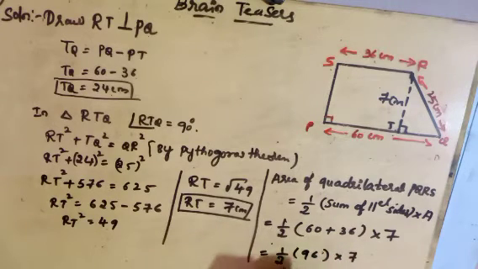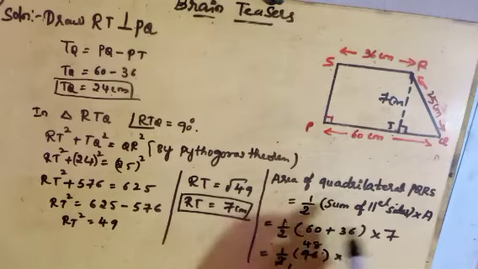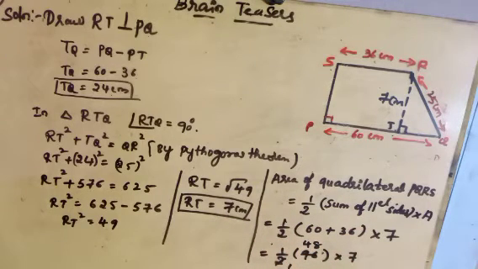Next, let us cancel here only. 2 ones are 2, 2 fours are 8. 2 8s are 16. So 48. 48 into 7 equals, let us multiply. So how much will we get? 336 centimeter square. Hence the area of the quadrilateral is 336 centimeter square.